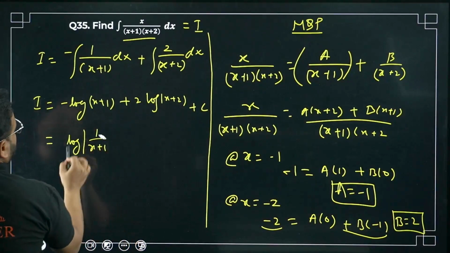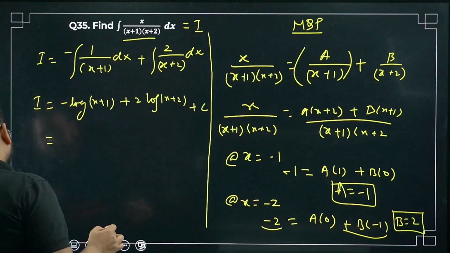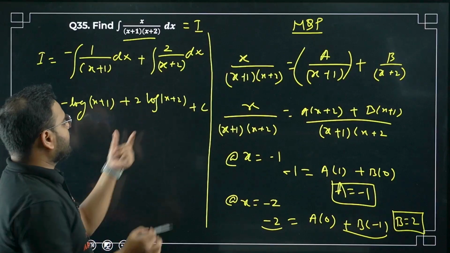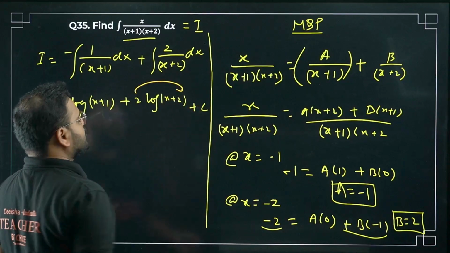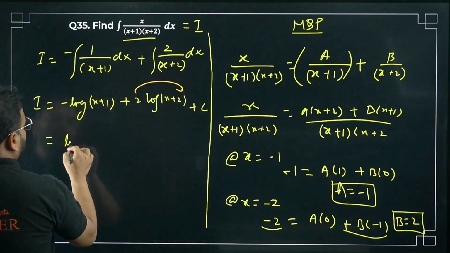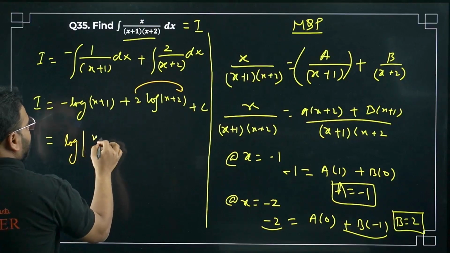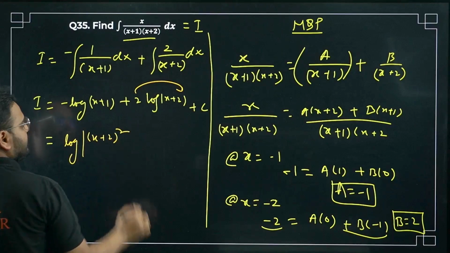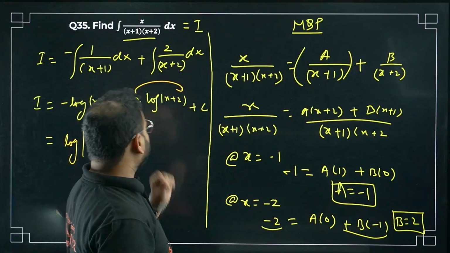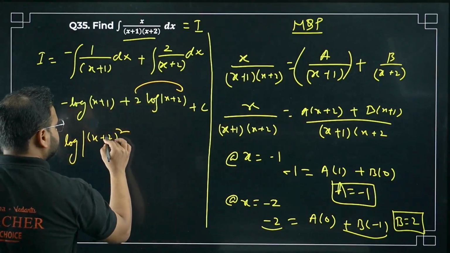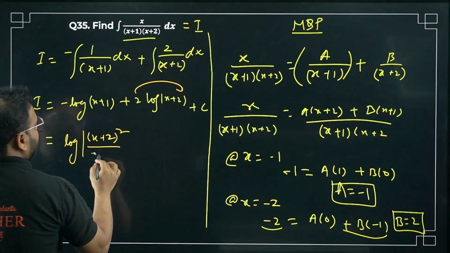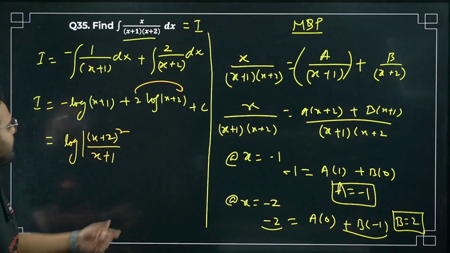We don't have to write that actually. It's going to become the formula log a minus log b. Just keep this on this side, it will become whole square, no? So it will become log of (x plus 2) whole square upon simply x plus 1. How come? Think about it.